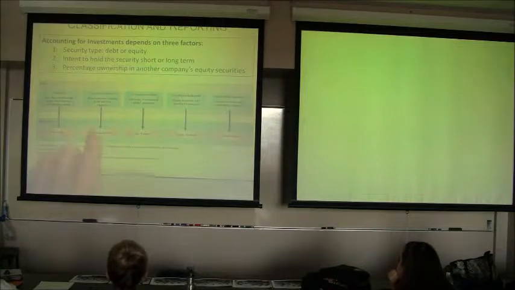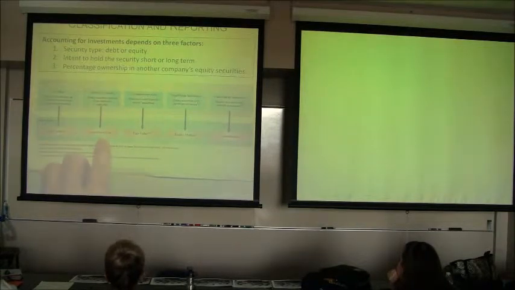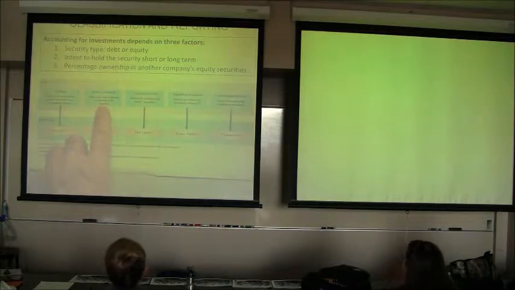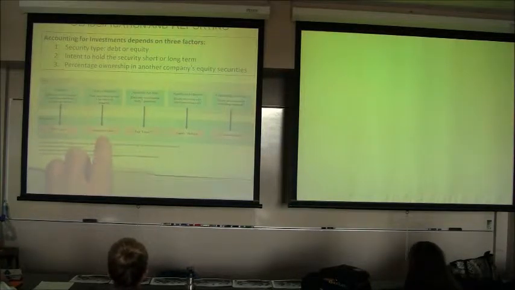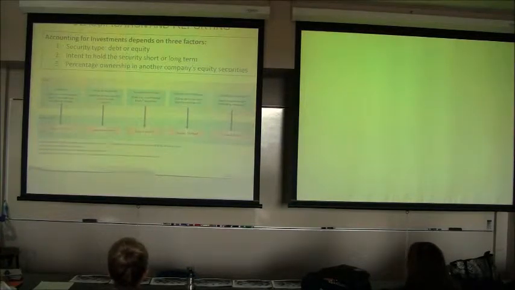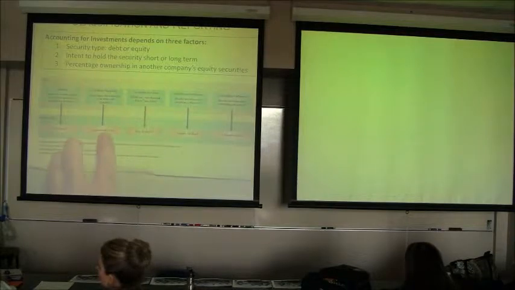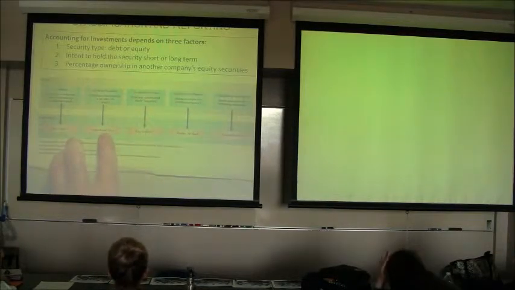Then we talked about held to maturity. That's the one we just did, and it's reported at amortized cost. If you bought it, you'd report it on your balance sheet at its present value. If you bought it at a discount or a premium, you'd report it at the carrying value at that point in time.